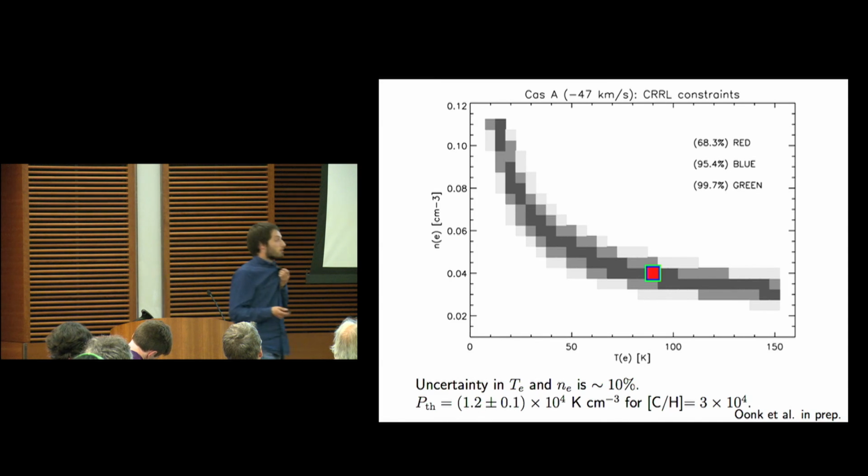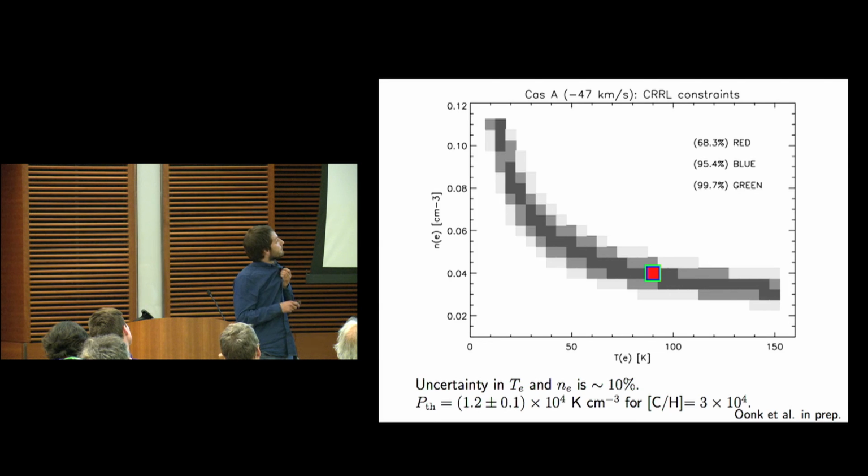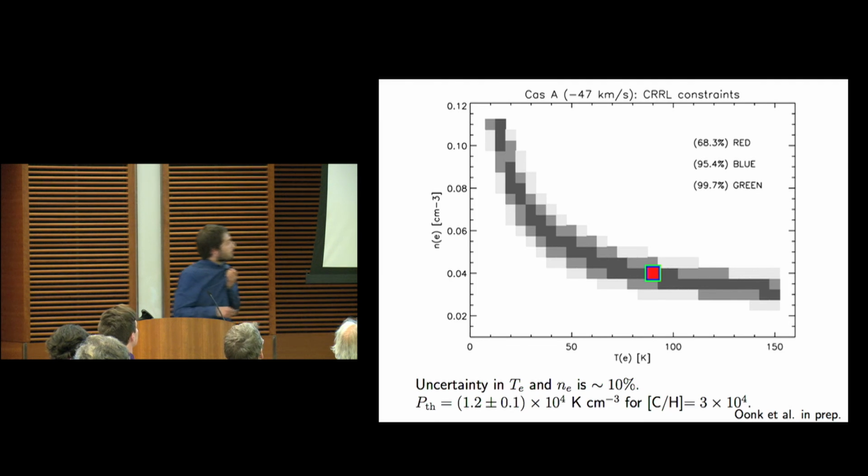If we combine both constraints, the line width and the integrated optical depth, we can obtain a curve like this. And the best fit solution gives us the electron temperature and density, with an uncertainty of about 10%. So we're really probing the gas properties very well. And using the derived values for this particular cloud, we see that the thermal pressure is about 12,000 Kelvin per cubic centimeter for this particular carbon abundance.